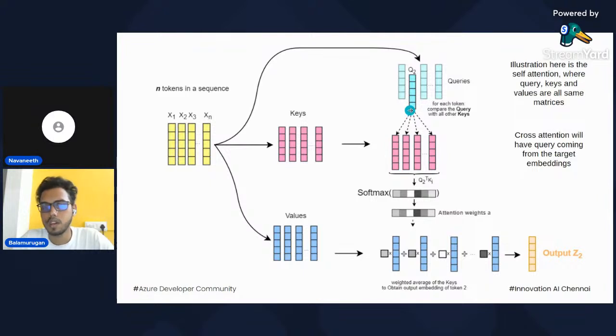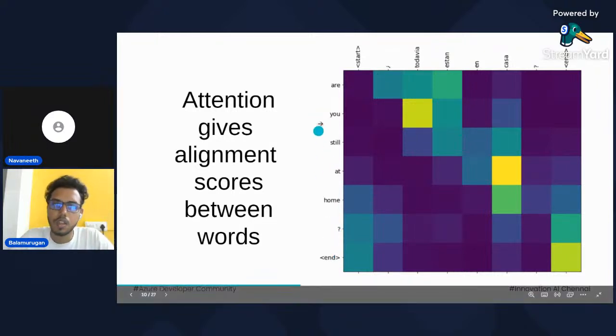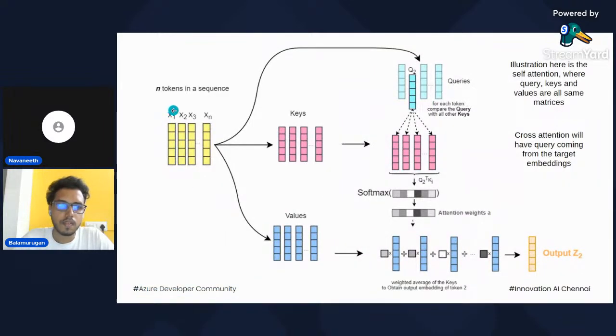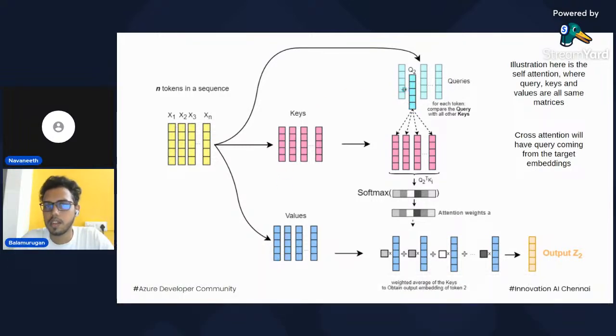We'll compute the attention score between this particular hidden state and the hidden states of all the tokens from the encoder side. Here we have n tokens. For example, here we have: are you still at home, question mark, end. So these tokens will have their own hidden state representation from the encoder side, x1 for r, x2 for u, x3 for still, and xn for the nth token. We'll have a hidden state representation for each word. Those will be copied into keys and values. The vector coming from the decoder is the query, and the vectors coming from the encoder side are keys and values.